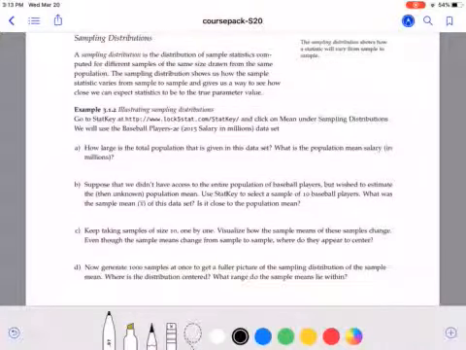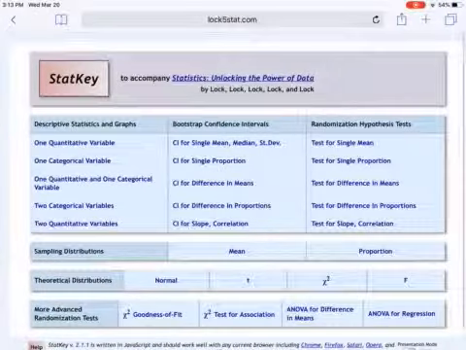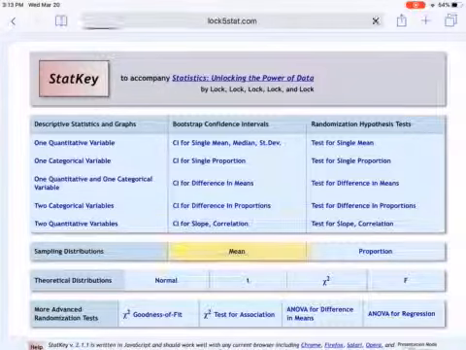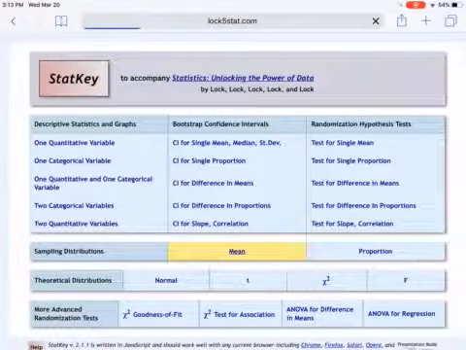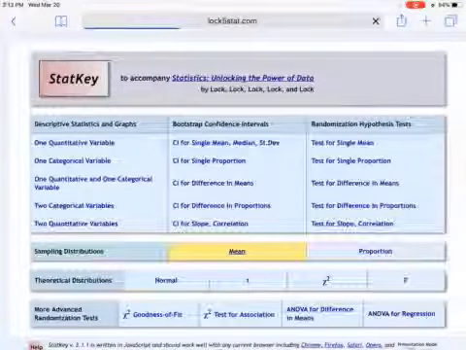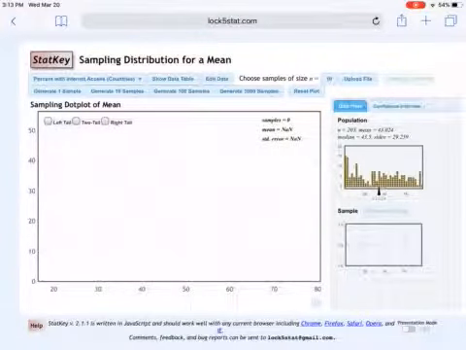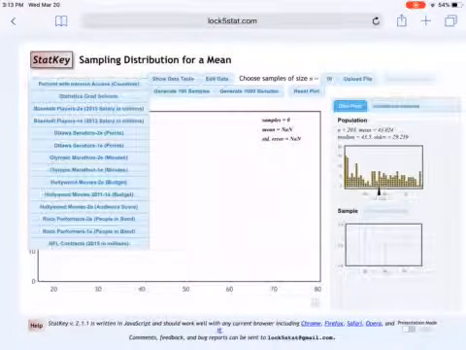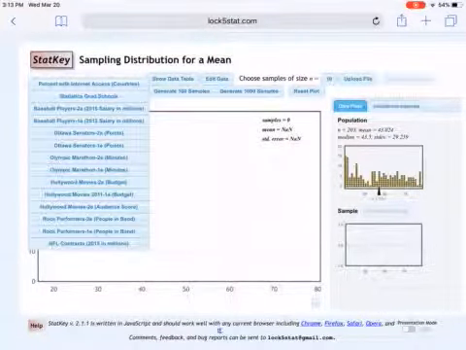So I'm going to go to StatKey and then I'm going to go through parts A through F of this example. If we go to StatKey and we do sampling distribution for the mean, this is going to allow us to pick our data set and draw samples of whatever size we want. So we're looking at this baseball salary data.